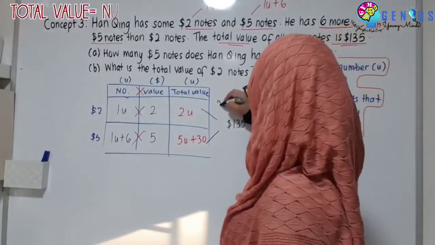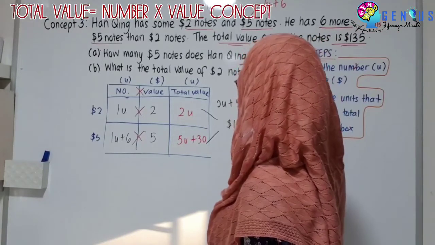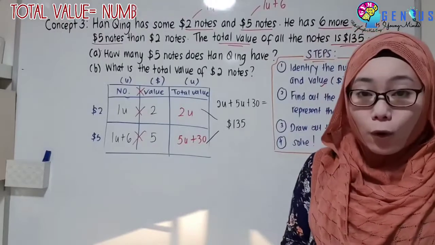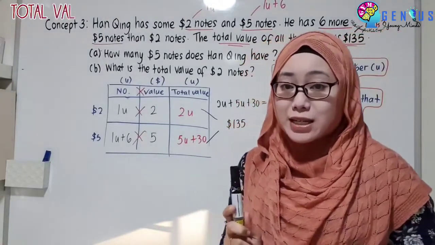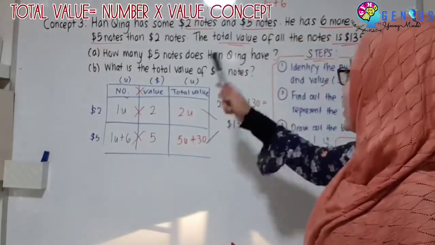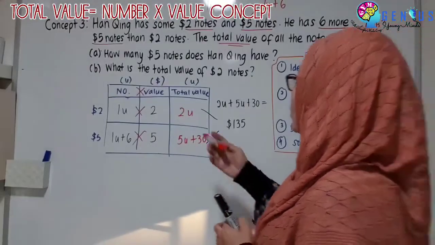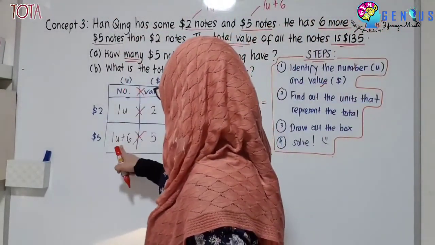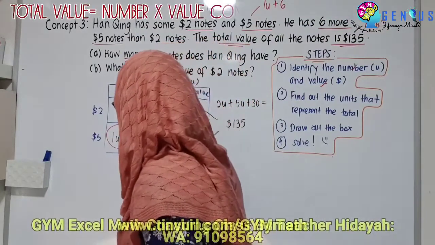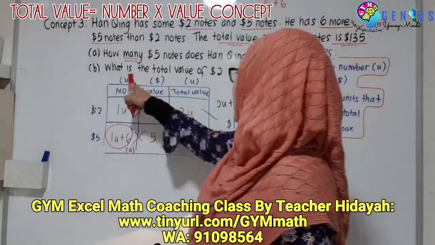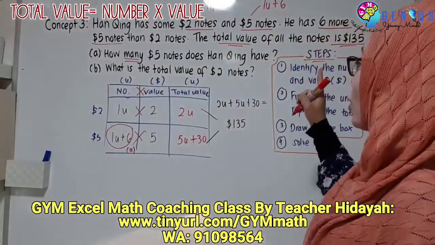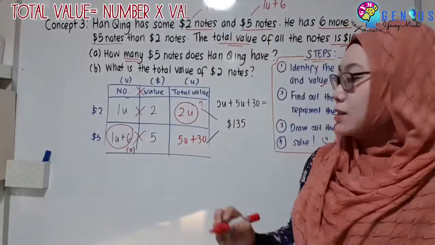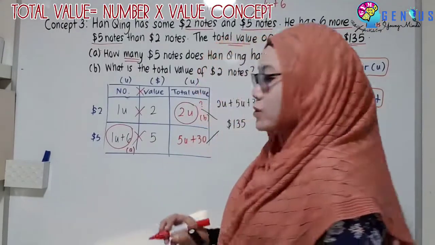How many units is that? 2 units plus 5 units plus 30 is equal to 135. Now, can I solve for 1 unit? Because I want to solve for part A. How many $5 notes does Han Ching have? It means I want to know the number of notes. So we look at number, we look at $5. I want to find this. This is for my part A. Now for my part B, what is the total value of $2 notes? $2 notes, total value. I want to find this. This is for my part B. So indicate first what you want to find.